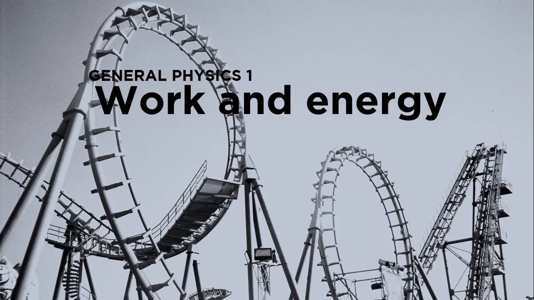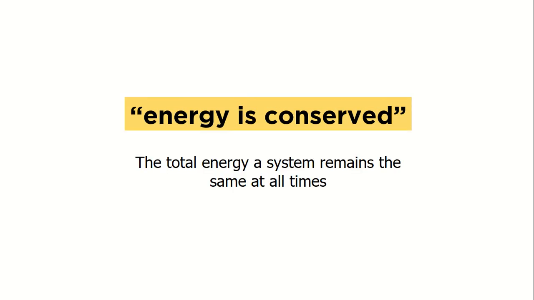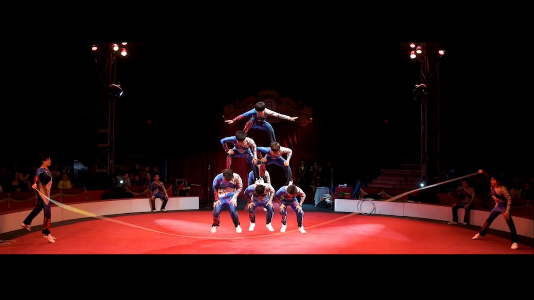In this video lecture, we will talk about the conservation of mechanical energy. When we say that energy is conserved, we mean to say that the total energy of a system remains the same at all times. For example, if a circus acrobat jumped from the top of a very tall human pyramid, the total energy that he has at all points, starting from the top of the pyramid to the bottom where he safely landed, is constant.